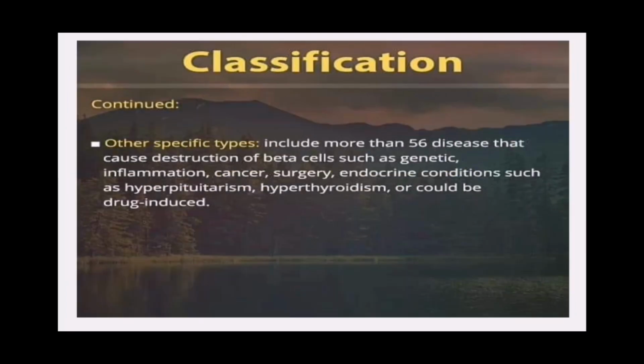Classification continues. Other specific types include more than 56 diseases that cause destruction of the beta cells, such as genetic conditions, inflammation, cancer, surgery, endocrine conditions such as hyperpituitarism and hyperthyroidism, or it could be drug-induced diabetes.